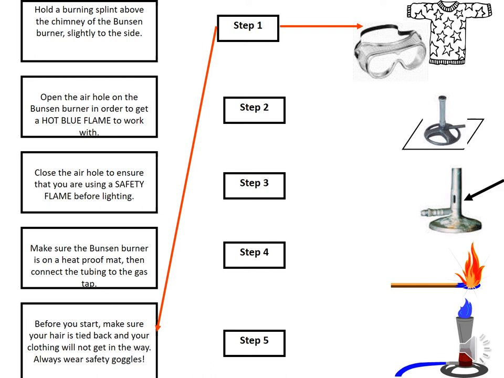So step 2 is, make sure the Bunsen burner is on a heatproof mat and then connect the tubing to the gas tap. That's my step 2. And it matches up to the picture of a Bunsen burner on a heatproof mat.